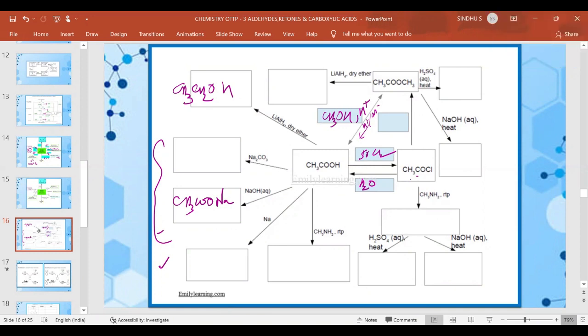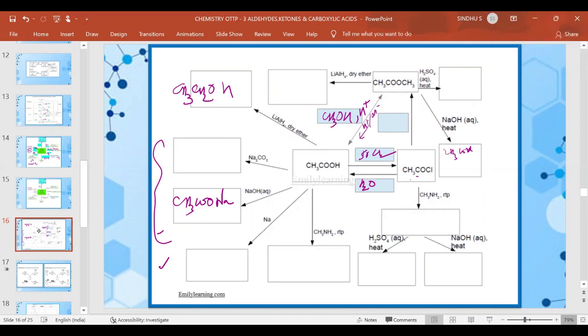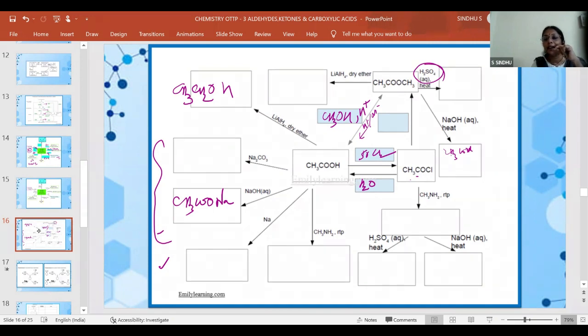This is also sodium acetate. Ester with NaOH and heat, we get sodium acetate, CH3COONa will be the major product. In acidic hydrolysis, we'll get CH3COOH and CH3OH, acid and alcohol. Here, with NaOH, we get the salt of the acid and alcohol.